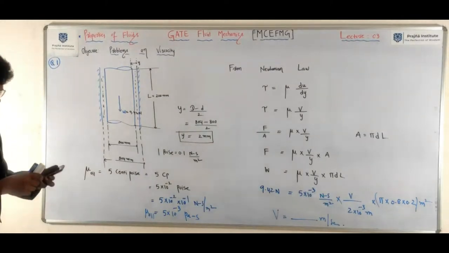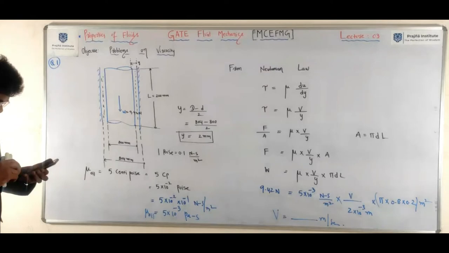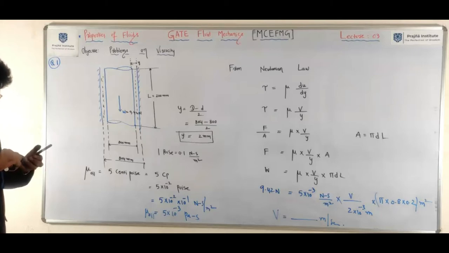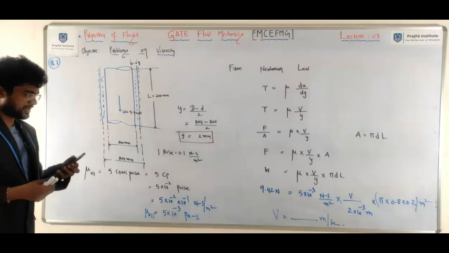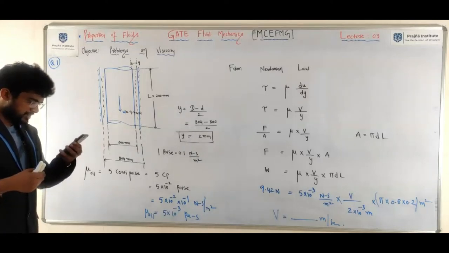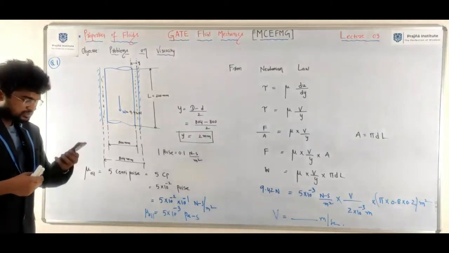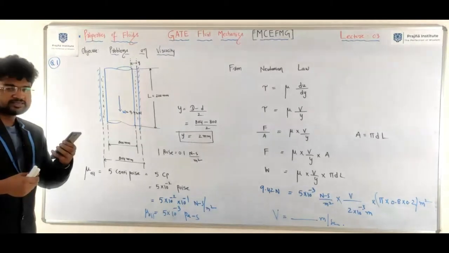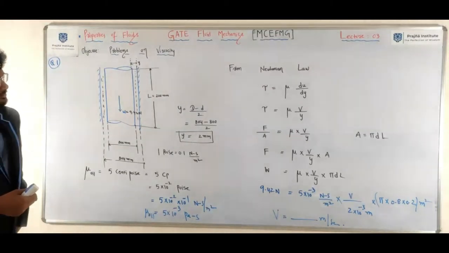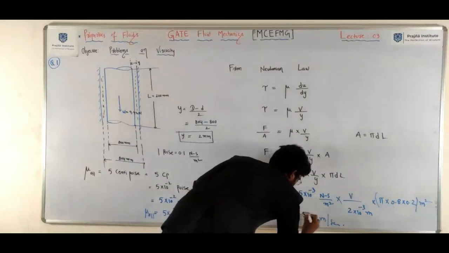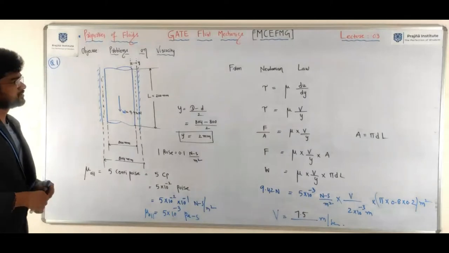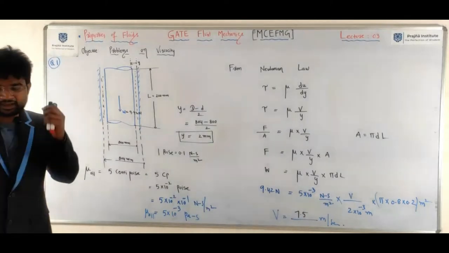Calculate and tell me what is the answer. What is the question here? Load F is 9.42. Finally, we get V equal to 7.5 meter per second. The answer is 7.5 meter per second. This is question number 1 in the booklet.